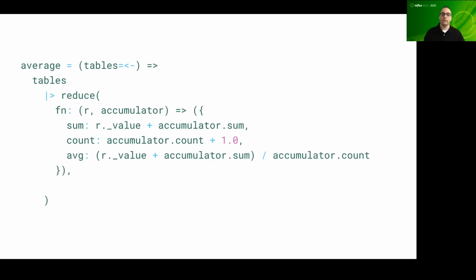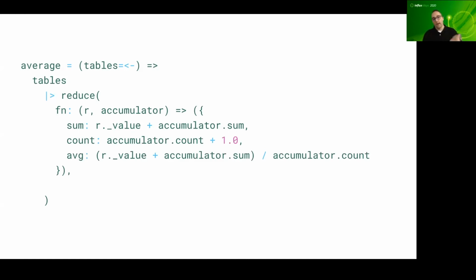Now, the important thing to understand here is that the sum and count calculated in this iteration cannot be used in this current iteration. You can only use values in the existing row record or values in the accumulator generated from the previous iteration. So the sum and count values calculated here will actually only be used in the next row iteration.